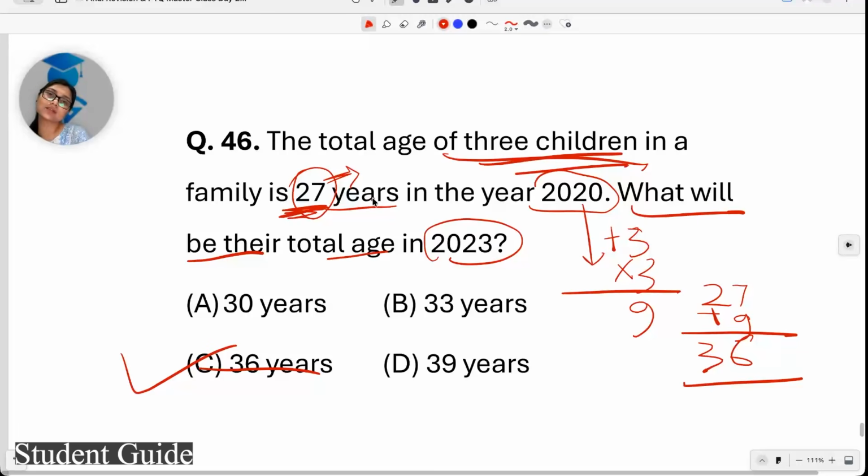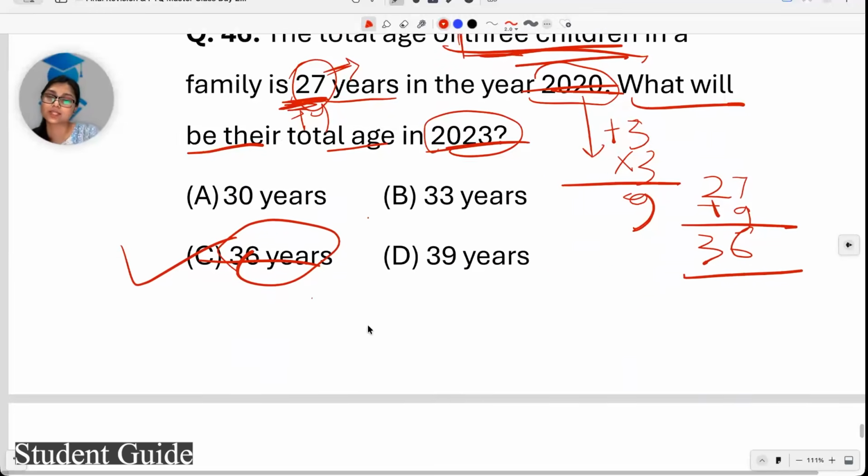As 3 children in a family total 27 years in 2020, after 3 years you cannot just add 3, because 3 children are there, right? That's why you need to multiply 3 by 3 and you get 9, so you need to add 9 here. So 27 plus 9 you have got 36. That's the new total age of those three children in the year 2023. So that's the correct answer.